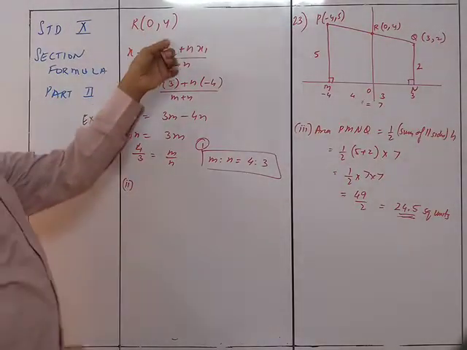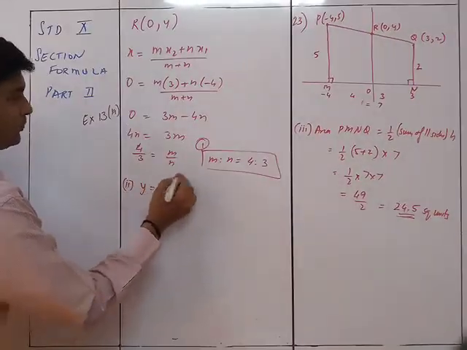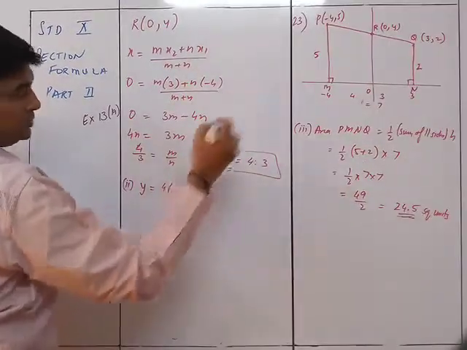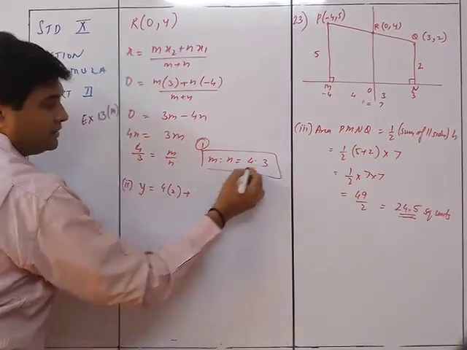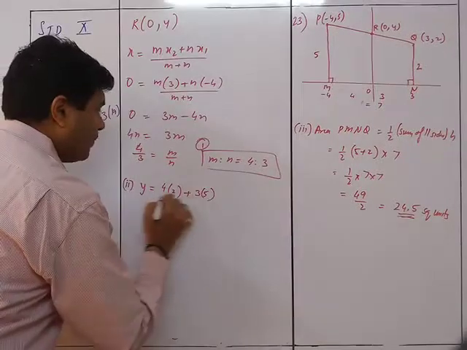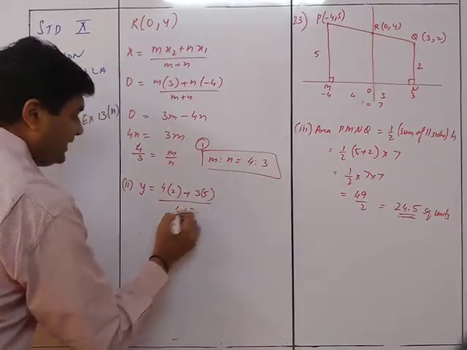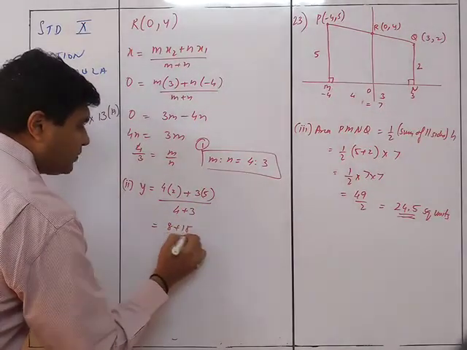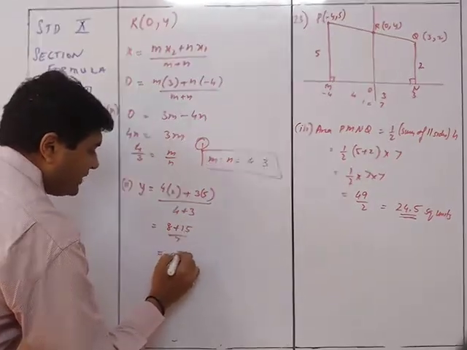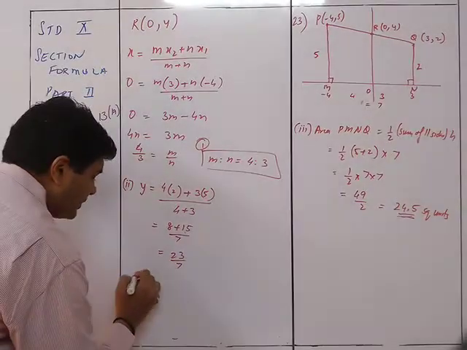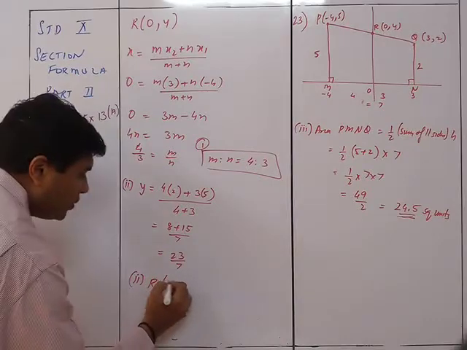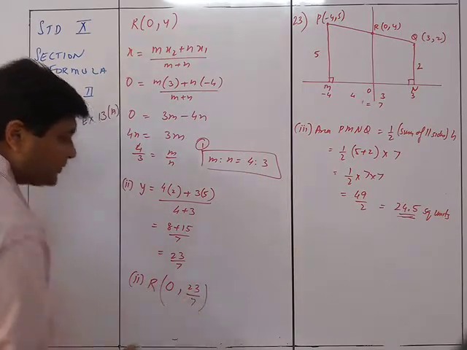Value of R, that is y over here. y is going to be 4 into y2, which is 2, plus 3 into y1, which is 5, upon m plus n, which is 4 plus 3. That will be 8 plus 15 upon 7, that will be 23 upon 7. Therefore the second answer over here will be R equal to (0, 23 upon 7).